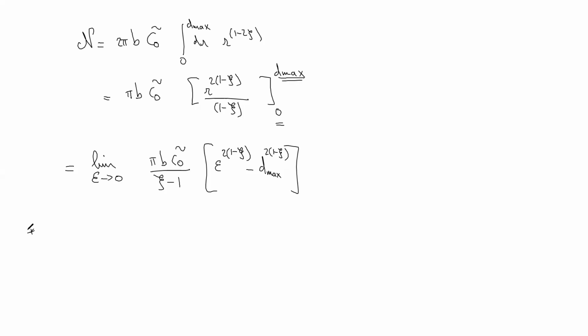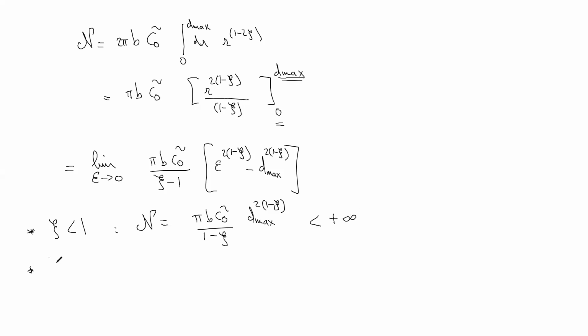If xi is smaller than 1, well, n is equal to pi b, and it's regular here, so I don't care about the first term. I can put 1 minus xi, and then d max to 1 minus xi. And so it's a number because xi is a finite number, pi, b, the concentration as well, and the distance I'm considering as well. So this is a finite number.